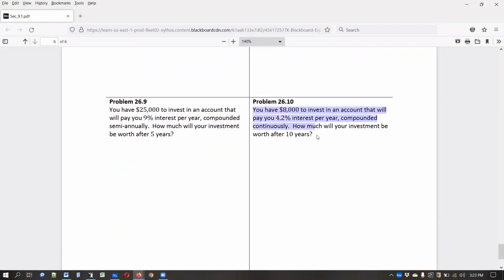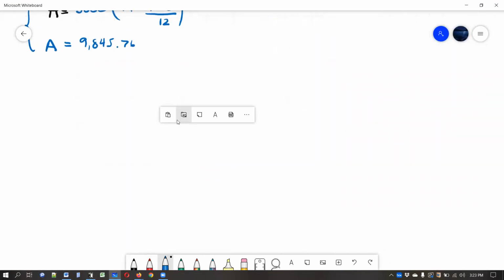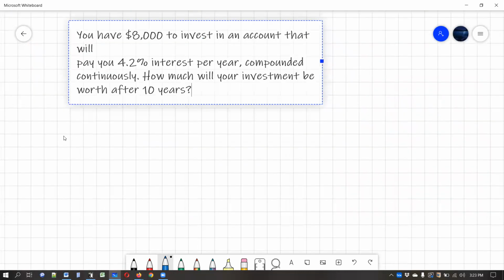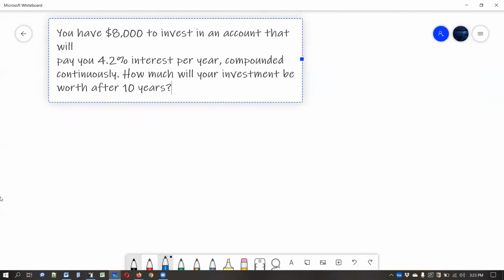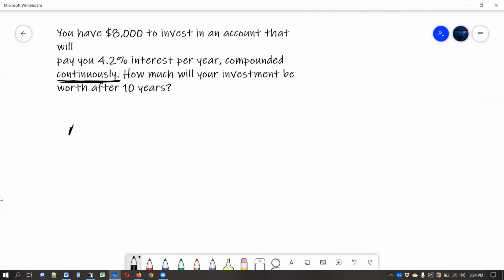Problem 26.10. I'm going to copy here and I'm going to put it on the whiteboard. Notice that the problem is very similar, but now it's going to say something different. You have 8,000 to invest in an account that will pay you 4.2% interest per year, compounded continuously. So this is the formula now that looks like this. Because of the word continuously, notice there is no N.